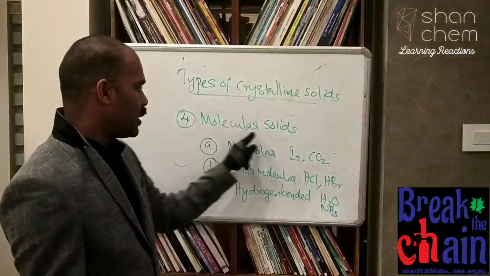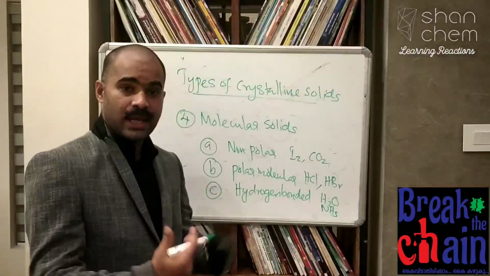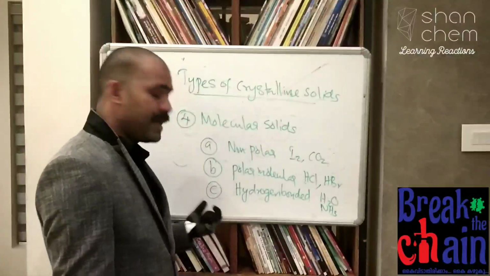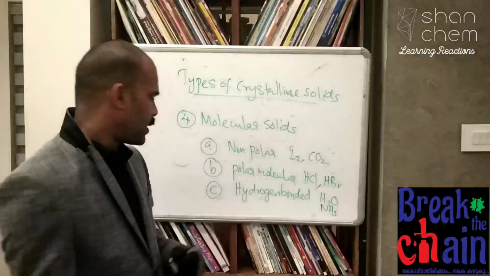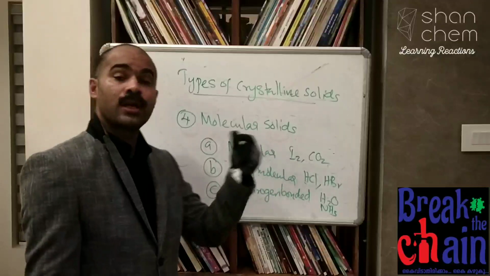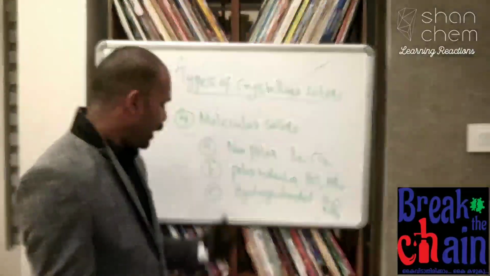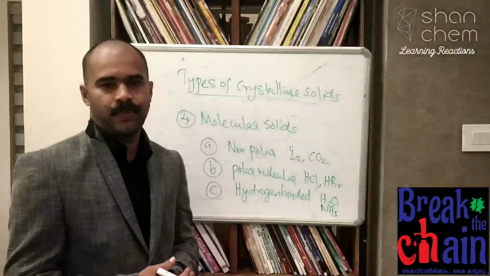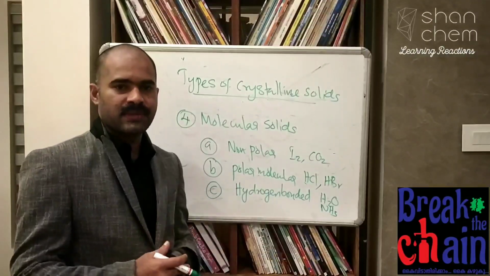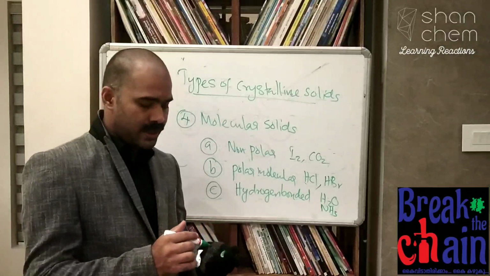That is, molecular solids on the basis of the different types of intermolecular force can again be classified into three. A is non-polar molecular solid, examples I2, CO2, etc. The second one is polar molecular solid, HCl, HBr, etc. And the third one, hydrogen bonded molecular solid, that is H2O, NH3, etc. Okay, this is the classification of crystalline solids.